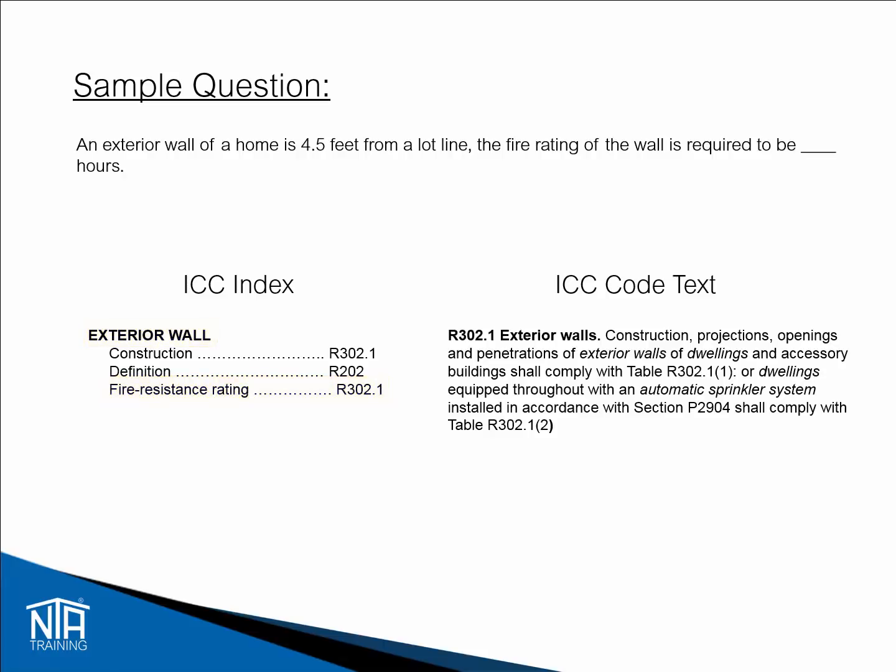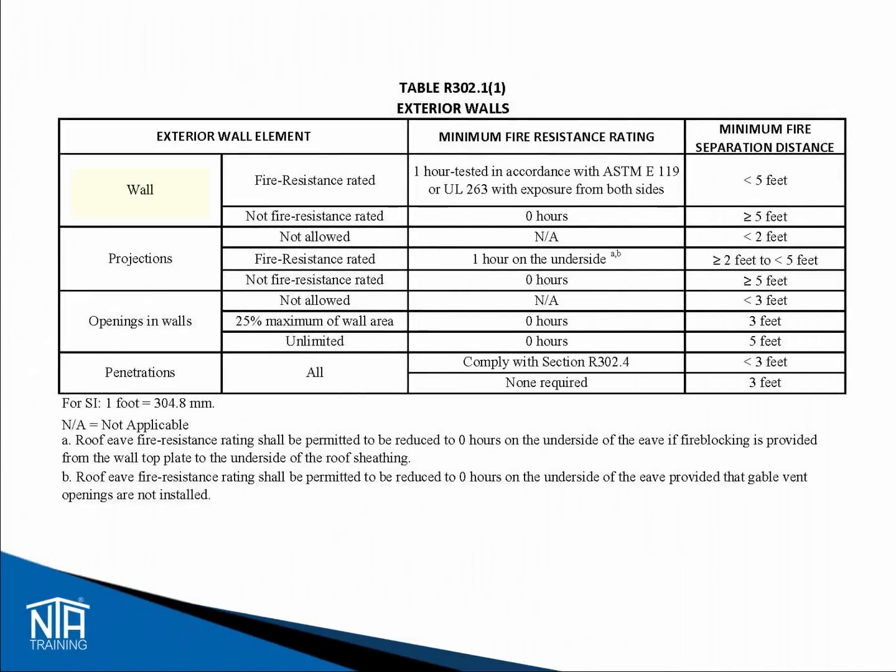In section R302.1, it will reference you to table R302.1.1. Use this table to determine the fire separation required for the exterior wall. Start by locating the wall element in the first column. In our example, wall, you know from the question there is a fire rating, so choose Fire Resistance Rated and continue going right on the table, and you will find that 1 hour fire-rated construction is required for a wall that is less than 5 feet from the property line. The answer to the question is 1 hour per table R302.1.1.